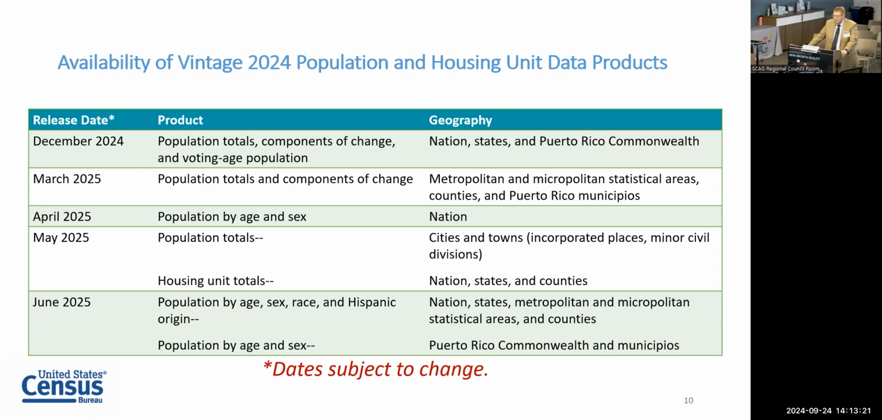In April, we do population age and sex, and this is at the national level. In May, we do our population totals for cities and towns. This is our sub-county estimates. And then we have housing units that also come out in May. And then June is usually our big release where we have characteristics across all geographies. So for the nation, states, and counties, we have full age, sex, race, Hispanic origin.